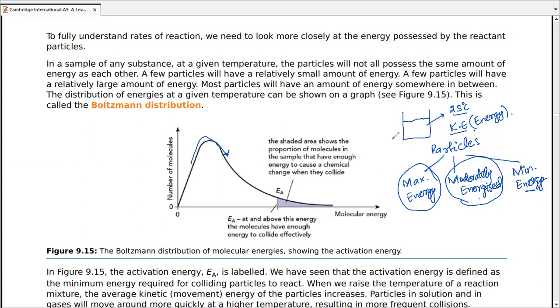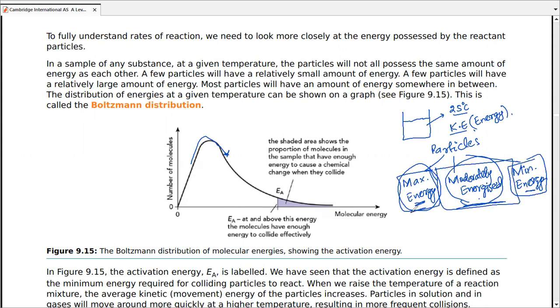So the particles do not all possess the same amount of energy. A very few particles have a relatively small amount of energy. A few particles will have a relatively large amount of energy. This is the maximum energy particles I'm referring to. Most particles will have an amount of energy somewhere in between. This is the bigger part. So this is a smaller portion. This is also a smaller portion. This one is the large portion, you can say.